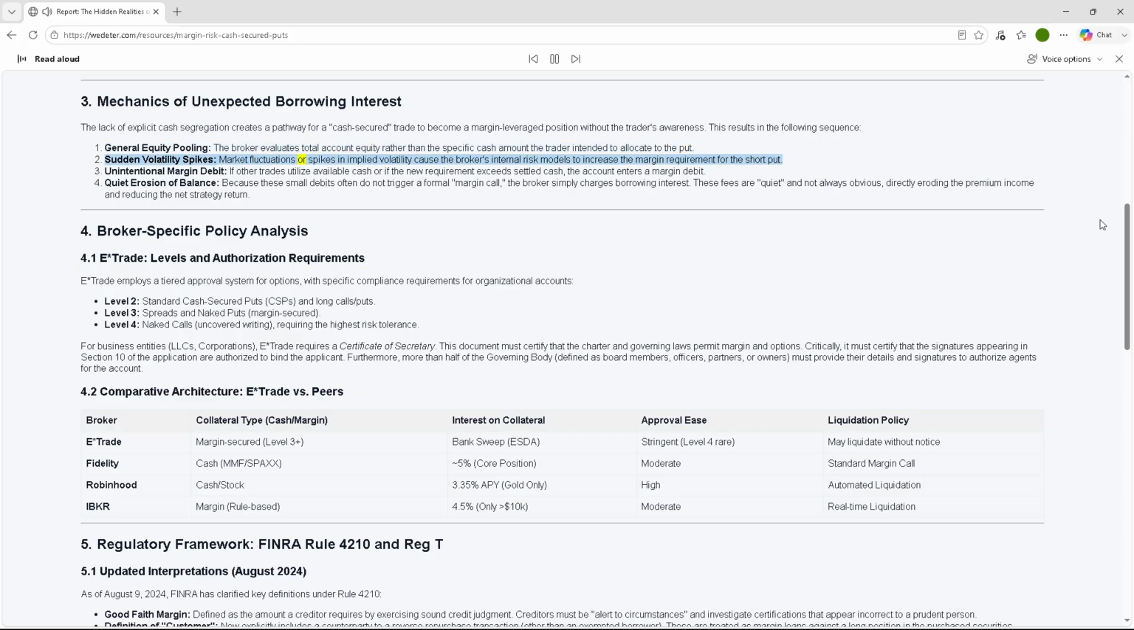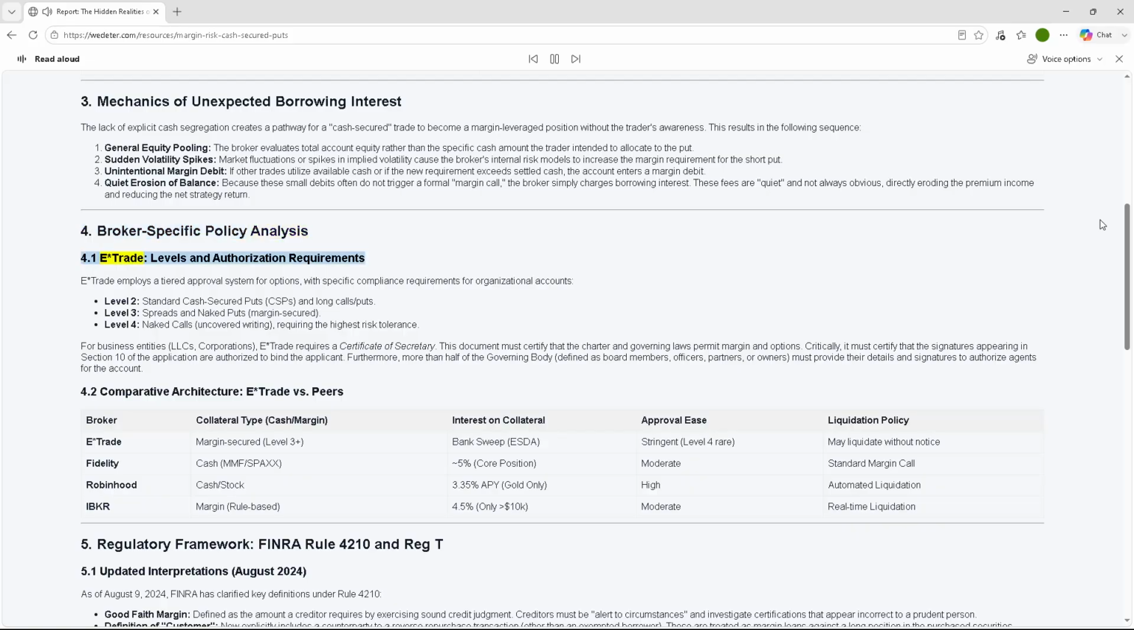Market fluctuations or spikes in implied volatility cause the broker's internal risk models to increase the margin requirement for the short put. Unintentional margin debit. If other trades utilize available cash, or if the new requirement exceeds settled cash, the account enters a margin debit. Quiet erosion of balance. Because these small debits often do not trigger a formal margin call, the broker simply charges borrowing interest. These fees are quiet and not always obvious, directly eroding the premium income and reducing the net strategy return.